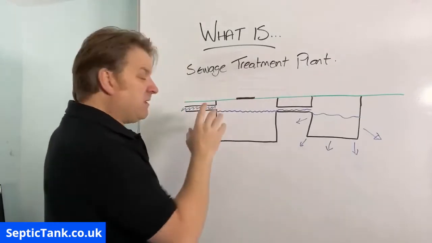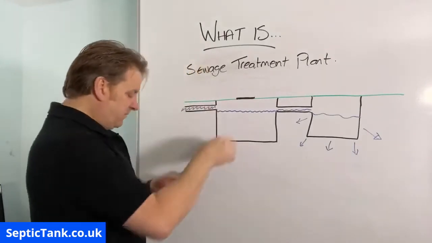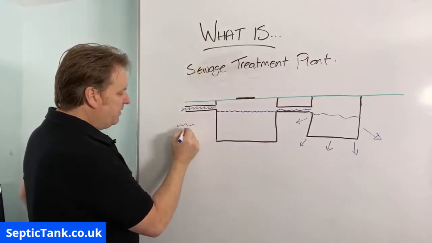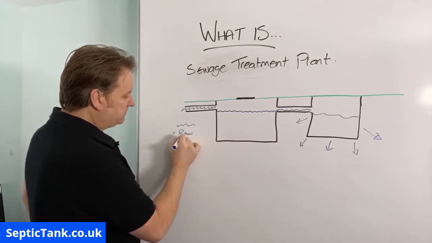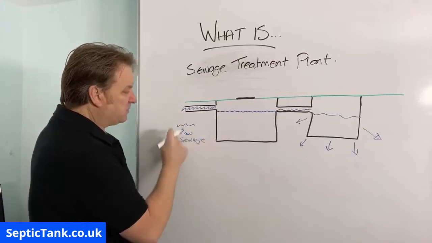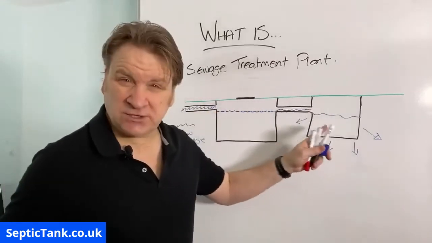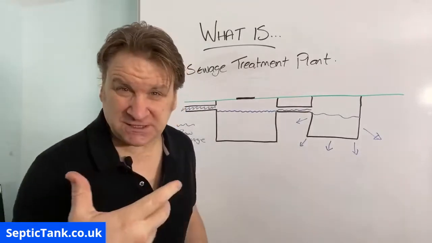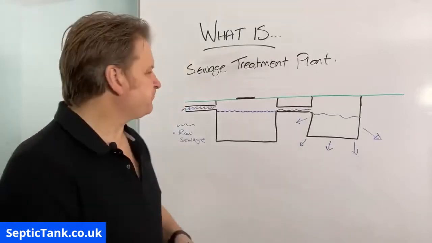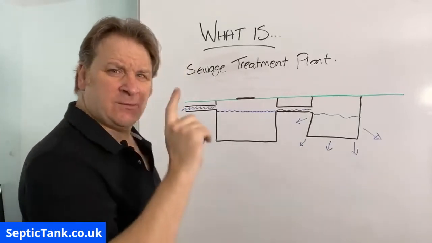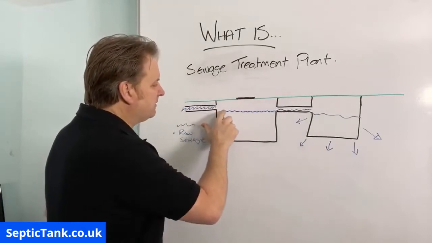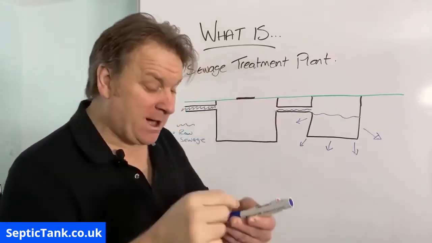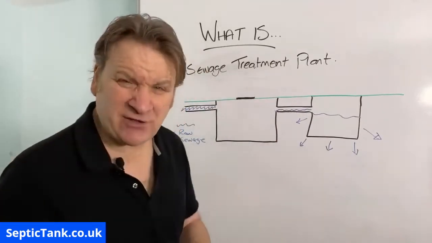With a cesspool and a septic tank, all of this is raw sewage. So I'll put that equals raw sewage. You've got raw sewage going in, raw sewage going into your soakaway, and raw sewage going into the soil. As it travels through the soil, that sewage is treated. Now, with a treatment plant, this is the difference. It still looks exactly the same as a septic tank, but it's got electrics to it.